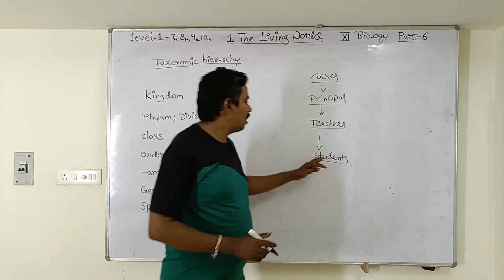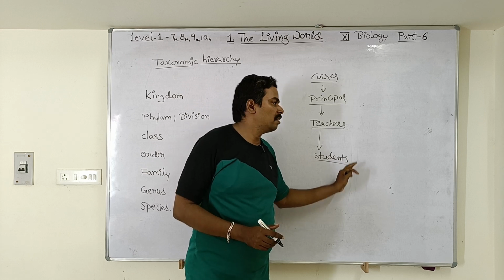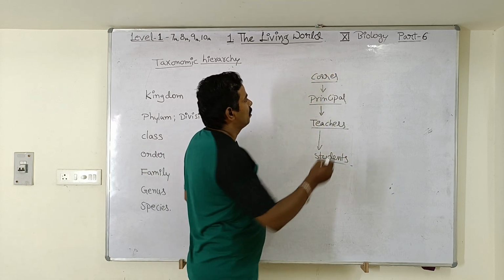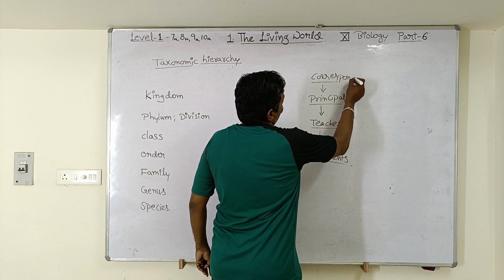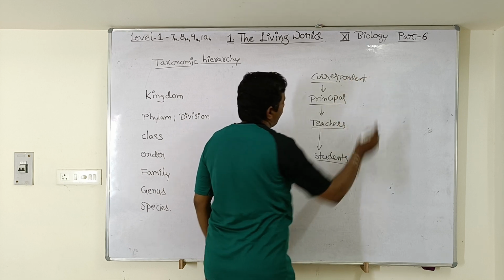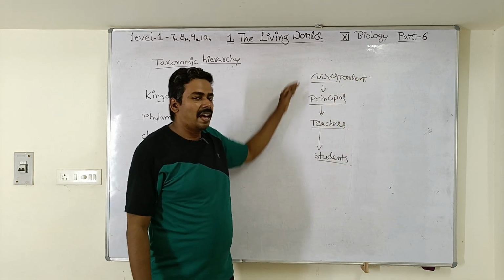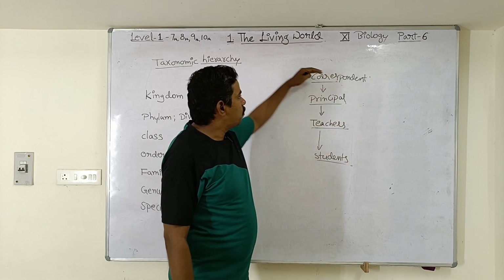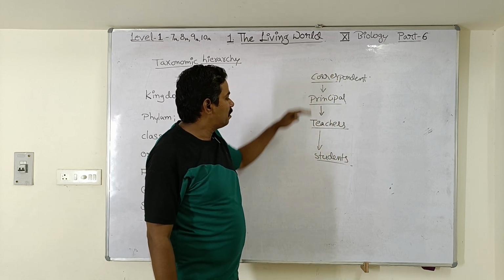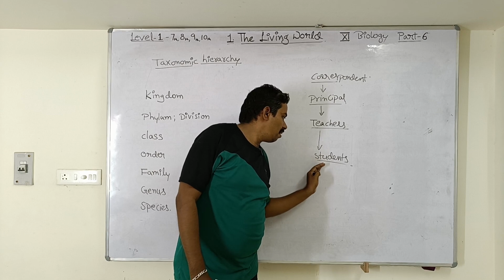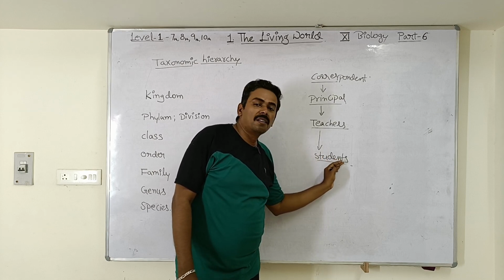So in the lowest level of hierarchy, who is there? Students. In the topmost level, who is there? The correspondent. So this is what we call hierarchical level. This is called hierarchy. In the topmost hierarchical level, the correspondent is there. In the lowermost hierarchical level, there are students.